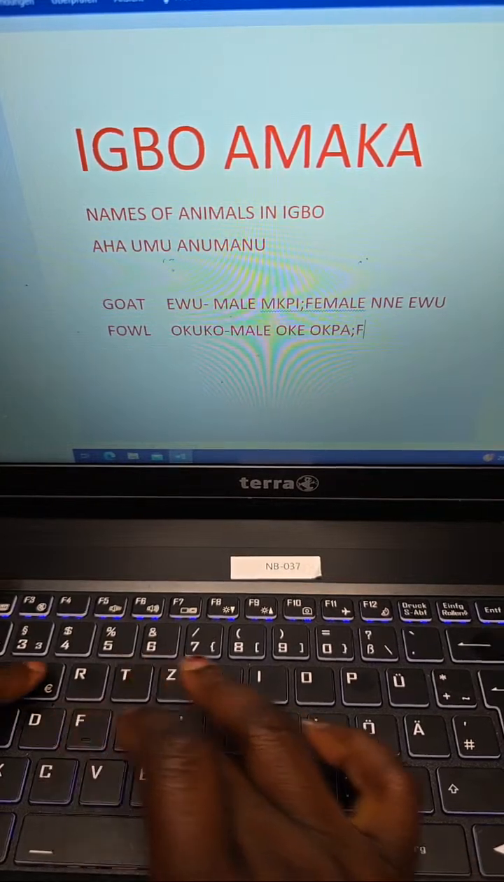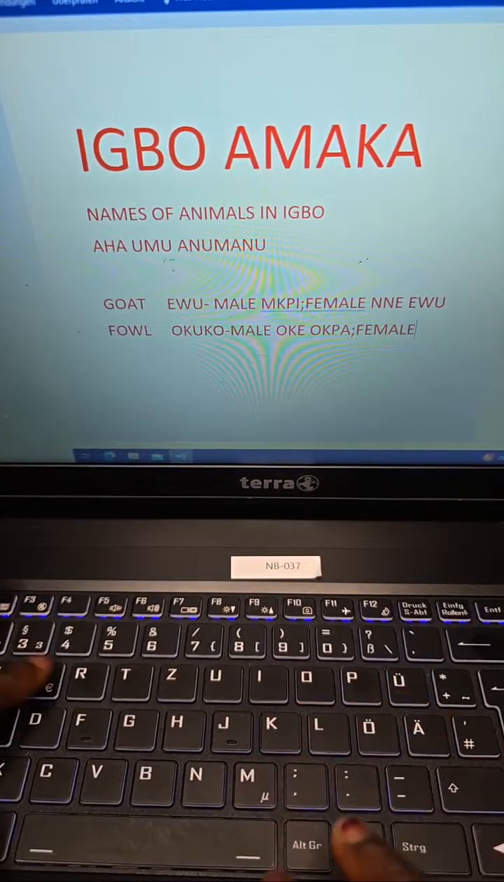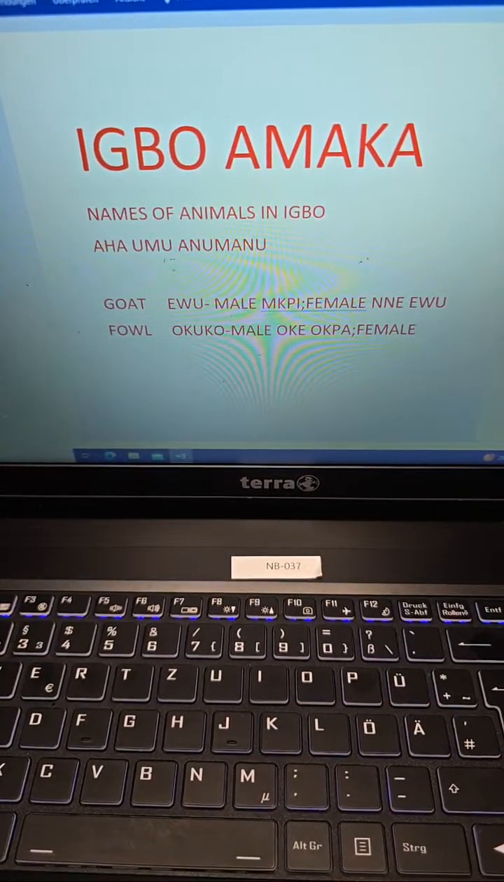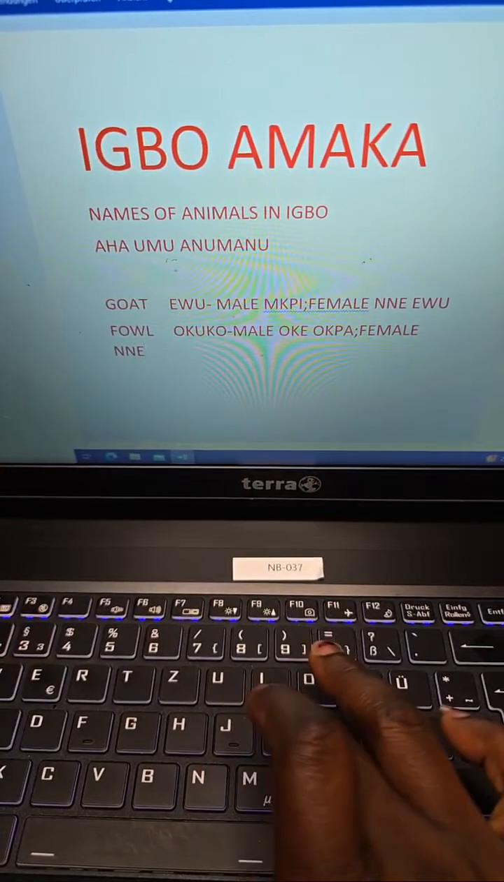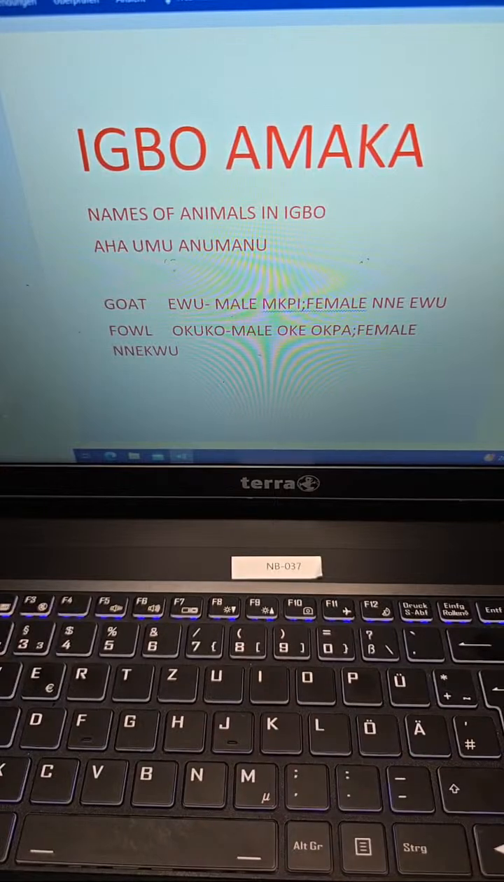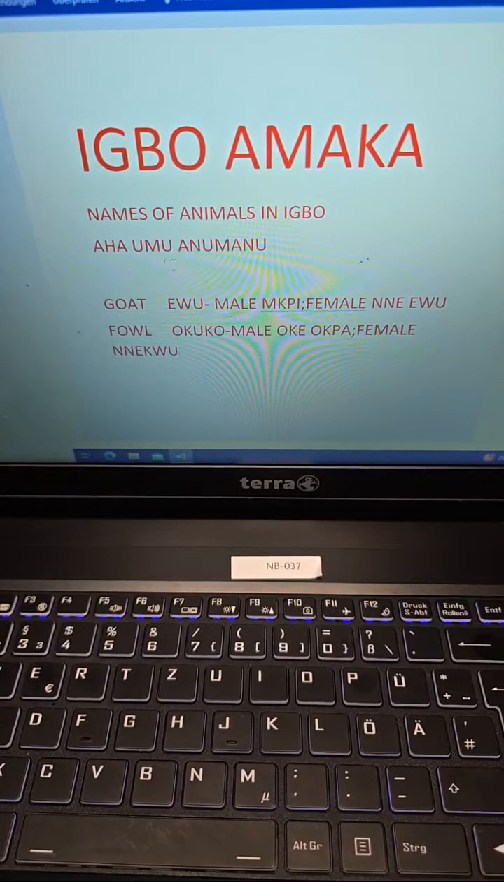Then the female is known as nnekwu. The fowl is known as ọkụkọ in Igbo language, and the male ọkụkọ is known as oke ọkpa. The female is known as nnekwu.